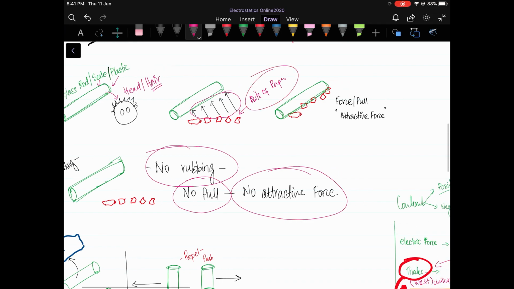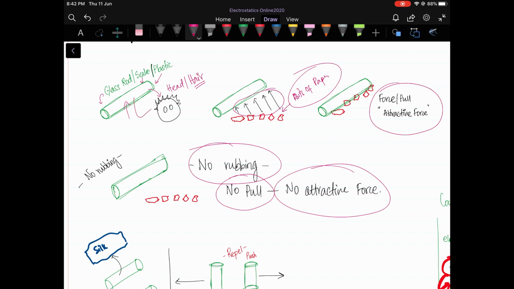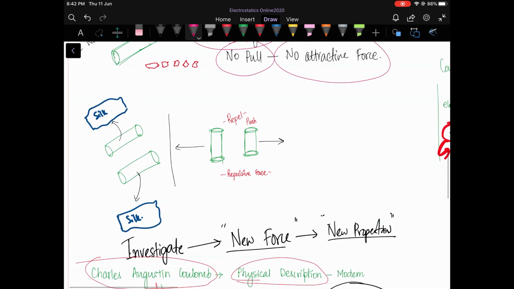But as we have rubbed the glass rod, we would see that there is an attractive force or pull. Today I would say that while rubbing the glass rod, we are simply charging the glass rod. And on being charged, the glass rod has this property of attracting other objects. Let me show you that this force can also be a repulsive force.